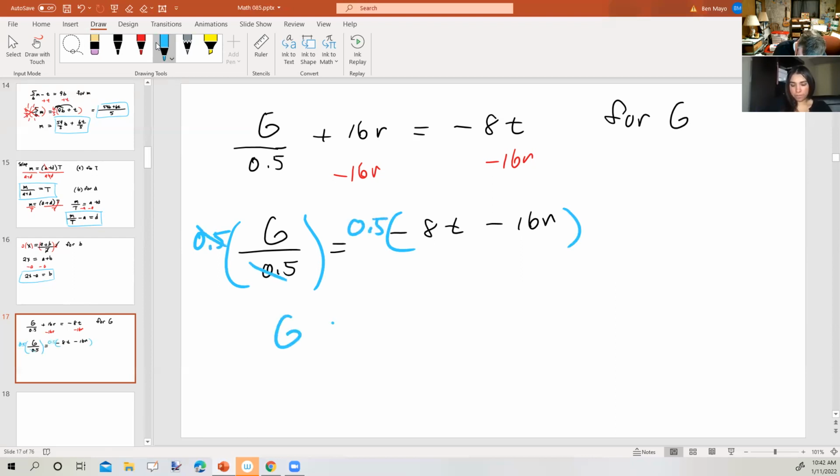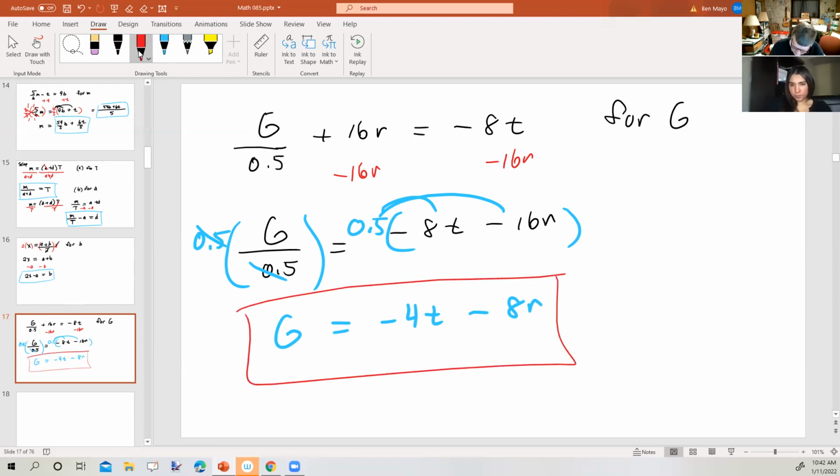So I get G equals, and then distributing, 0.5 times negative 8 would be negative 4t. 0.5 times 16 would be 8, so minus 8r. So G equals negative 4t minus 8r. Any questions there?